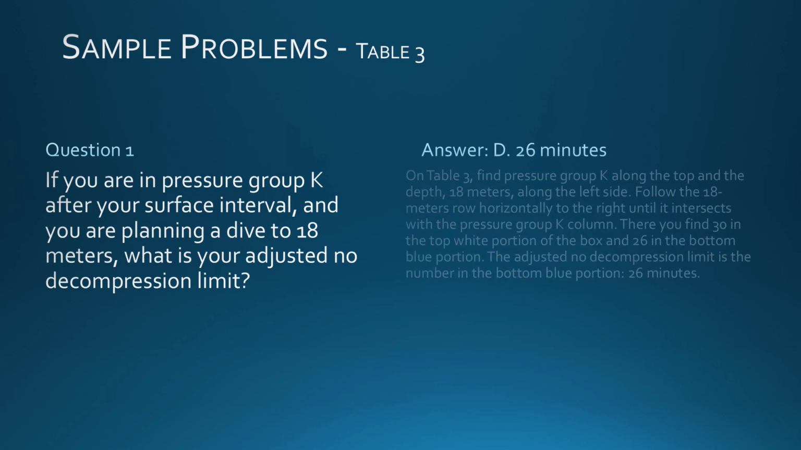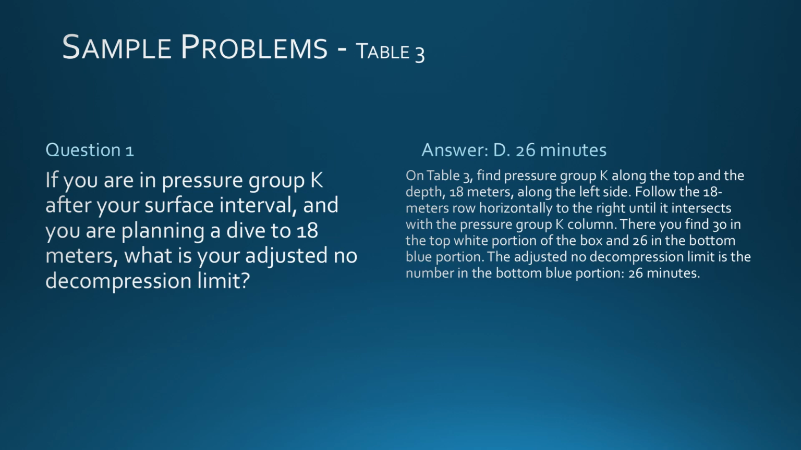On Table 3, find pressure group K along the top and the depth 18 meters along the left side. Follow the 18 meters row horizontally to the right until it intersects with the pressure group K column. There you'll find 30 in the top white portion of the box and 26 in the bottom blue portion. The adjusted no decompression limit is the number in the bottom blue portion, 26 minutes.